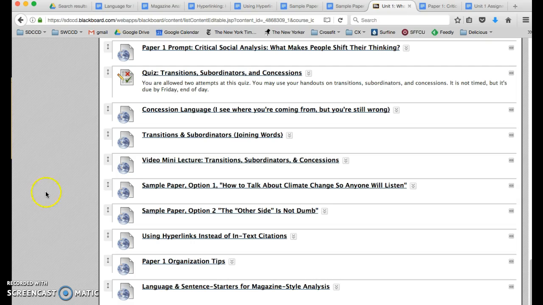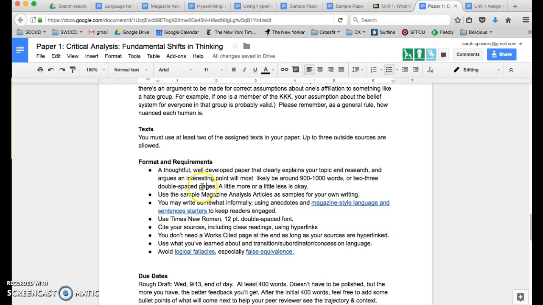So if we look at the paper 1 prompt, it says under the formats and requirements that you need a thoughtful, well-developed paper that clearly explains your topic and research, and so on. But this part about arguing and interesting points, this is what I'm talking about, that this kind of interesting point where it's more of a what's up with that kind of question lends itself to magazine analysis articles.